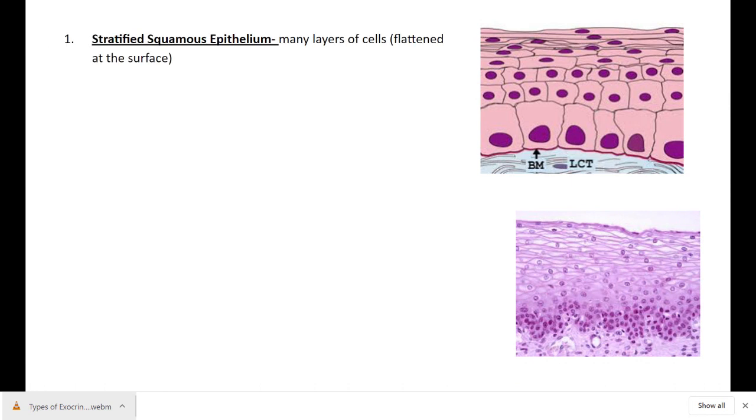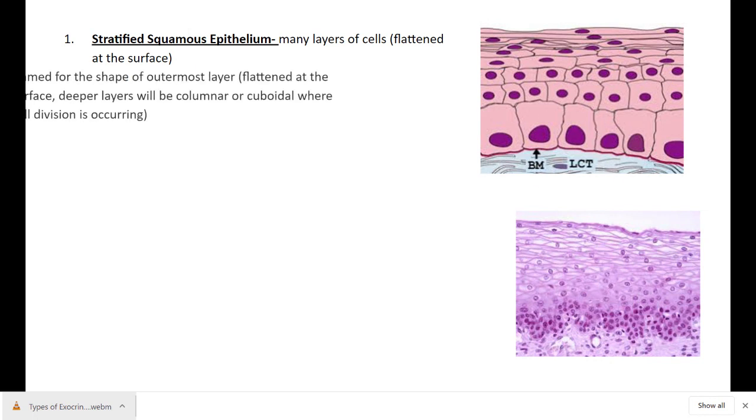Next, I have stratified squamous. Now, don't be confused by this one, okay? First of all, it's stratified, many, many layers of cells. But if you look at the picture, you notice that they're not all squamous. They're only flattened at the surface. So we name them for the shape of the cells at the surface, at the top, okay? Notice they're cuboidal or possibly even columnar down near the basement membrane.